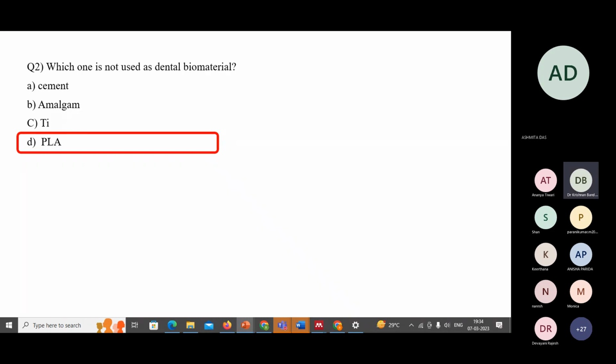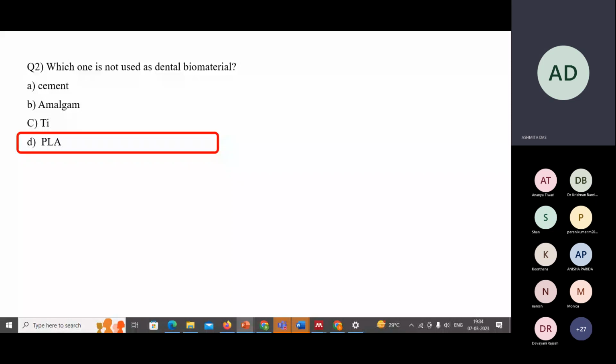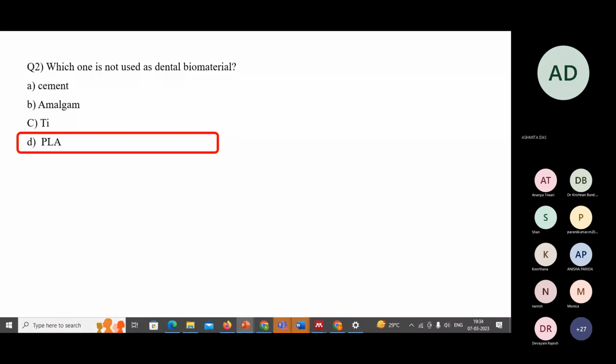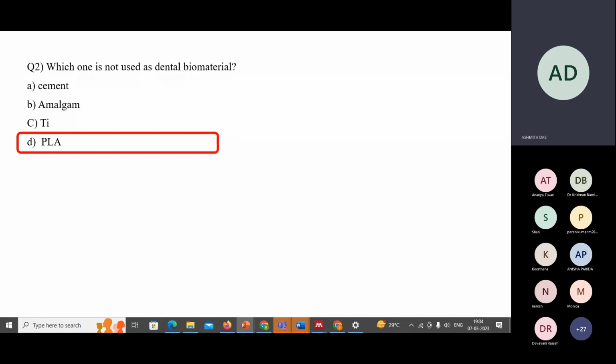Madam, why is mercury used with amalgam, madam? Because mercury is carcinogenic. Yeah, mercury is carcinogenic, but it is used in a very small amount. So amalgam is basically any alloy where mercury is used. That is known as amalgam only. Otherwise, it is known as alloy. When we use mercury at a certain quantity in the solution, then it is known as amalgam.